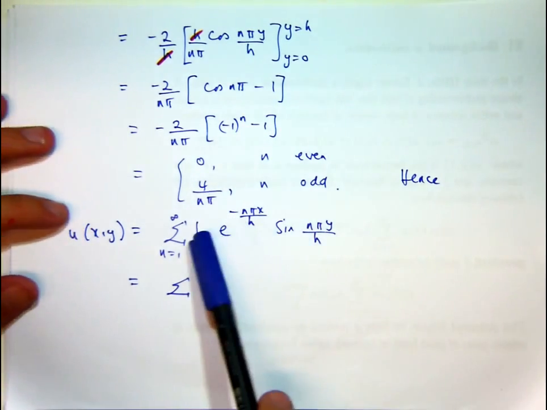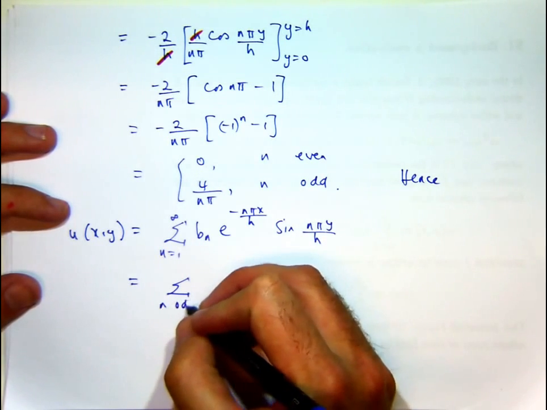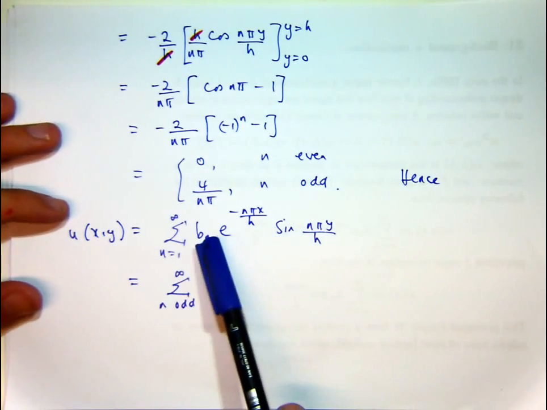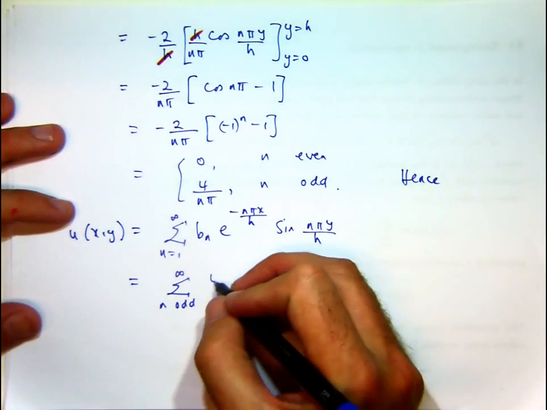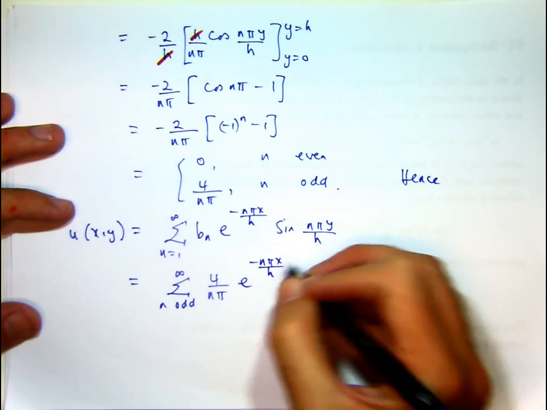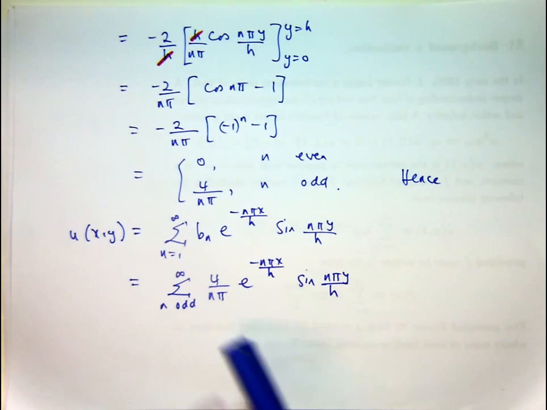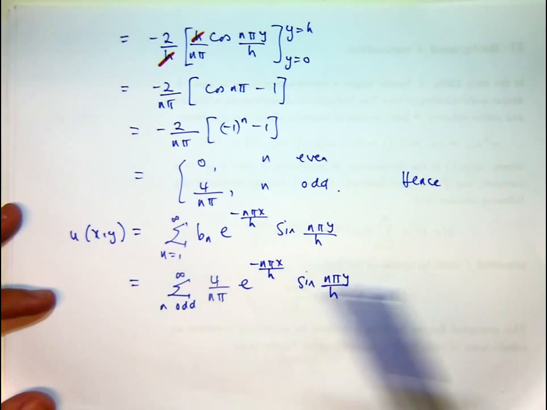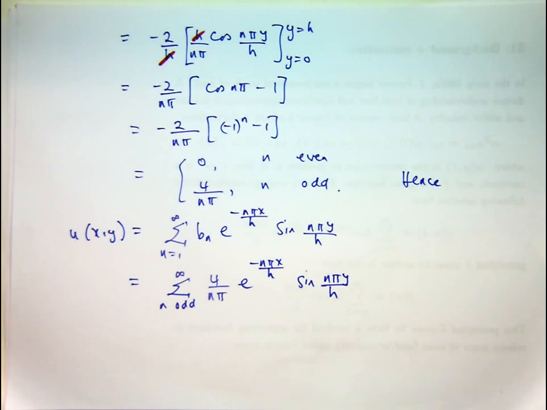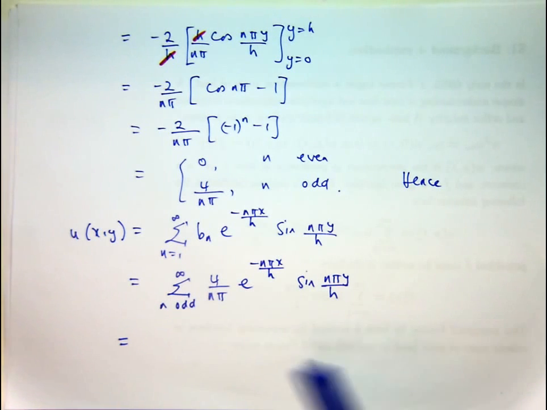Okay, so the b sub n is 0 for n even, but it's not 0 for n odd. So I'm only interested in the odd values of n, which lead to non-zero values of this coefficient b sub n. Now you might think, this summation sign looks a bit odd. Here I'm summing over n equals 1, 3, 5, 7, etc. You can possibly leave it in that form, but I want to go one further where we sum over 1, 2, 3, 4, etc.